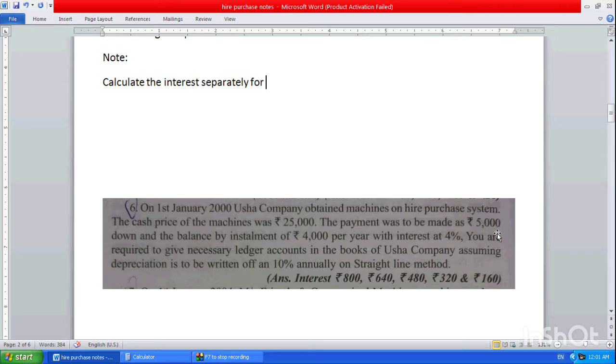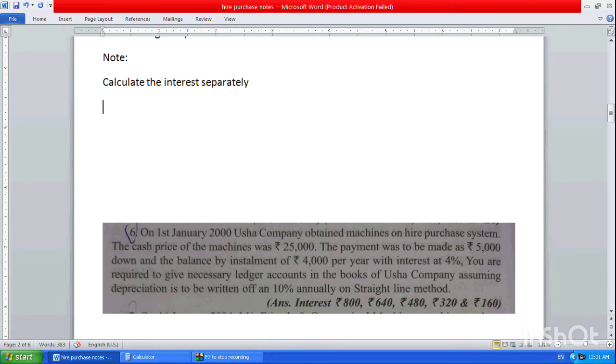Then interest is included in the installment. Interest is already given here below: 800, 640, 480, 320 and 160. Calculate the interest separately, the most important, and interest is already included in the installment. Now let's go to the working notes. This is the question here, so let's do the working note first.